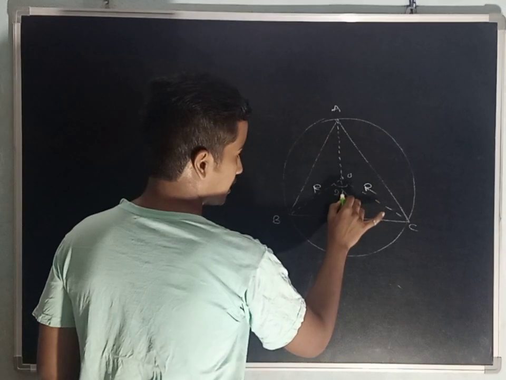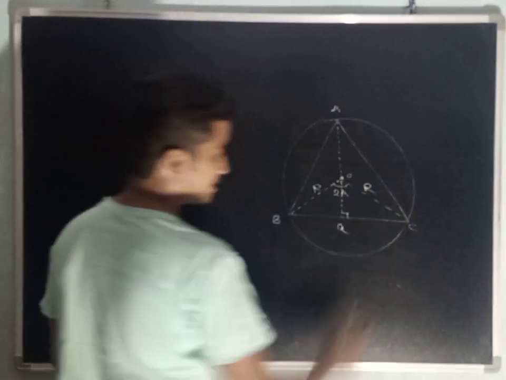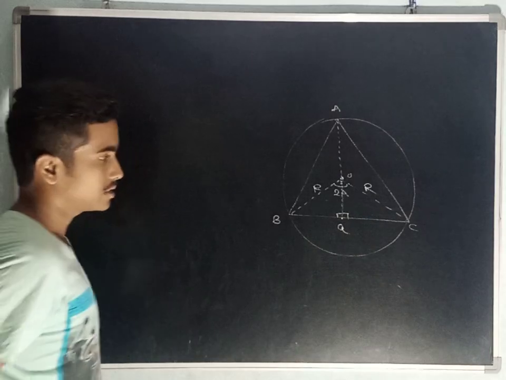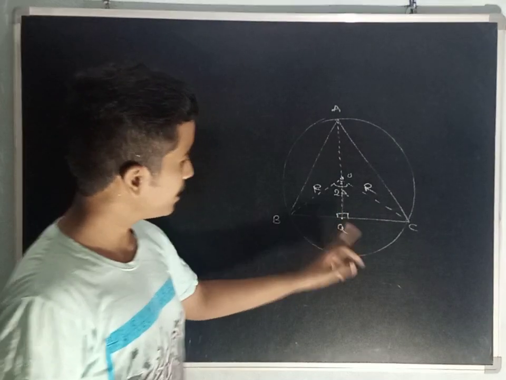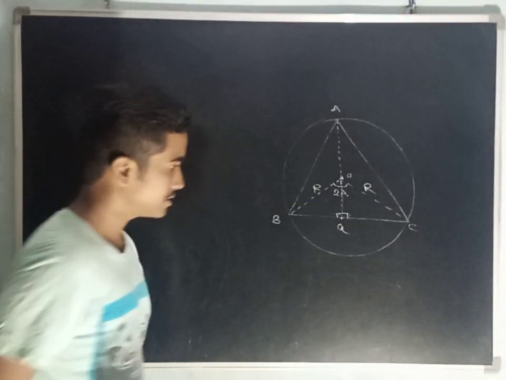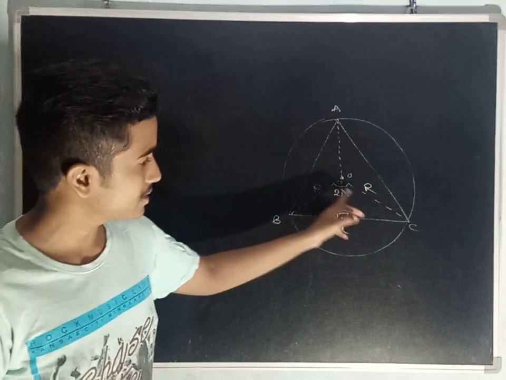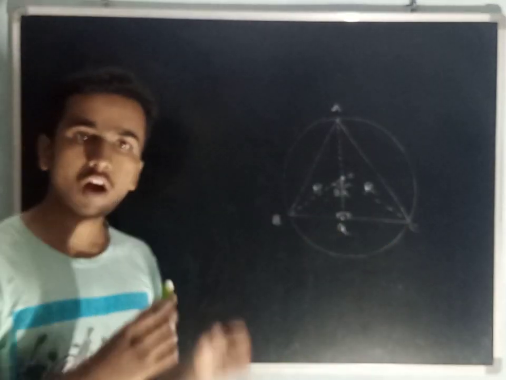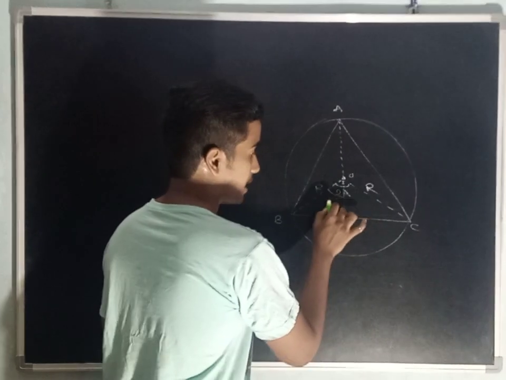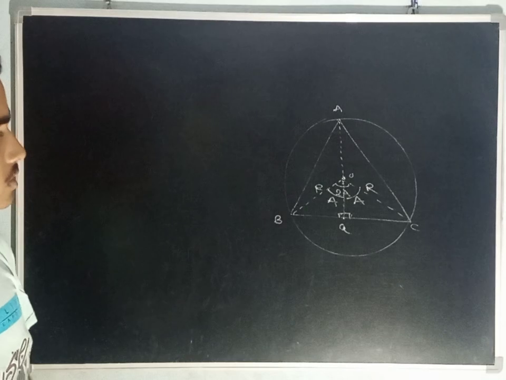Let me draw a perpendicular. Here this side and this side are the same, and there is a common side here, and both are right angles. Two sides are equal and an angle is equal, which is 90 degrees. So we can say that these two triangles are congruent. As per the concept of congruency, we can say that this angle is A and this angle is A.